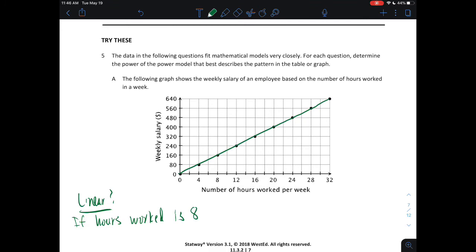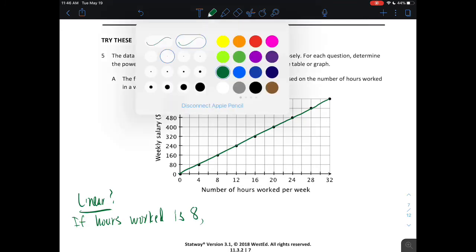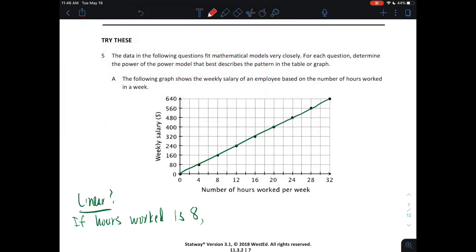How much weekly salary does this person get? Well, find the 8 on the horizontal axis, follow that up to the graph. There's a dot. Now follow that over to the vertical axis. How much money is it? $160. So if hours worked is 8, weekly salary is $160.